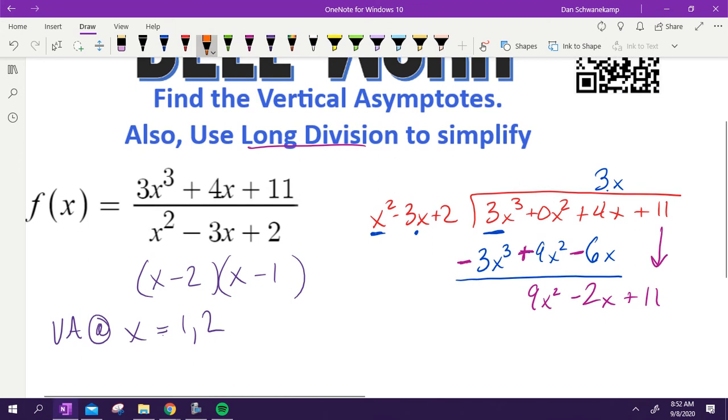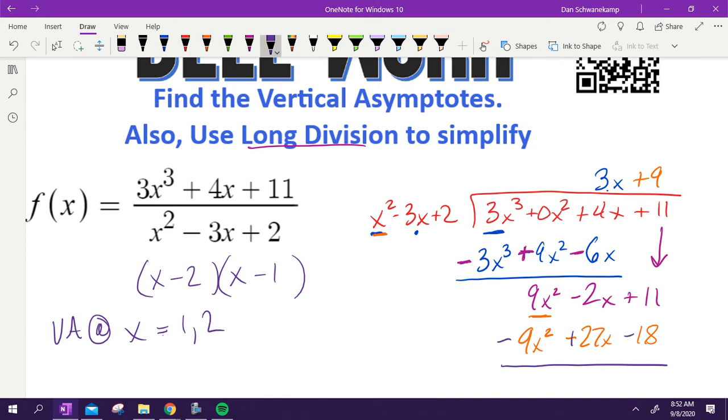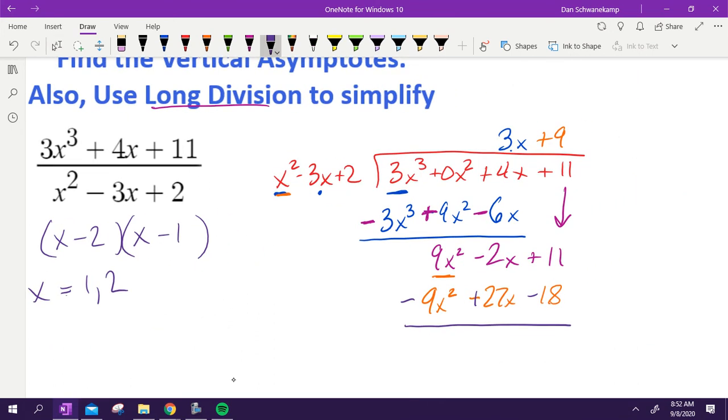So, Kara, what do I need to multiply x squared by to get 9x squared? 9. So she puts a 9 up here. And then she's multiplying down. 9 times x squared is 9x squared. 9 times negative 3x is negative 27x. And 9 times 2 is 18. Sam, I'm putting them together, so what do I got to make sure I do when I put them together? Flip the signs. Good. Change all those signs. My 9x squareds are going to cancel. This is going to get me 25x, and this is going to get me negative 7.